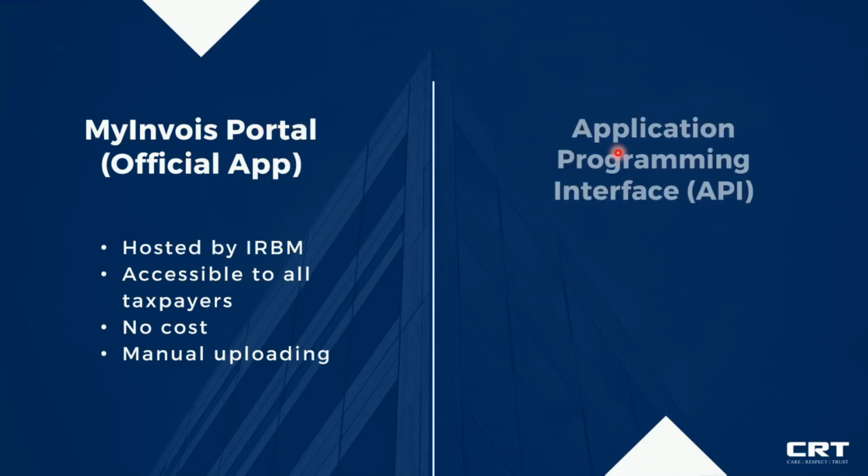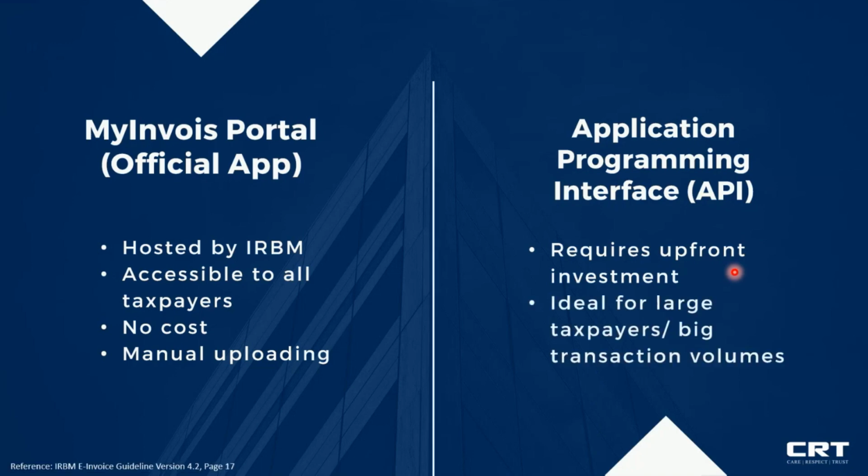The other approach that the government provides is using the API. This will be the linkage between your NAV, your BC, to the government portal. That's why it will require upfront investment on the linkage. If your company has very large transaction volumes, this will help you a lot instead of just using the government portal to upload manually.